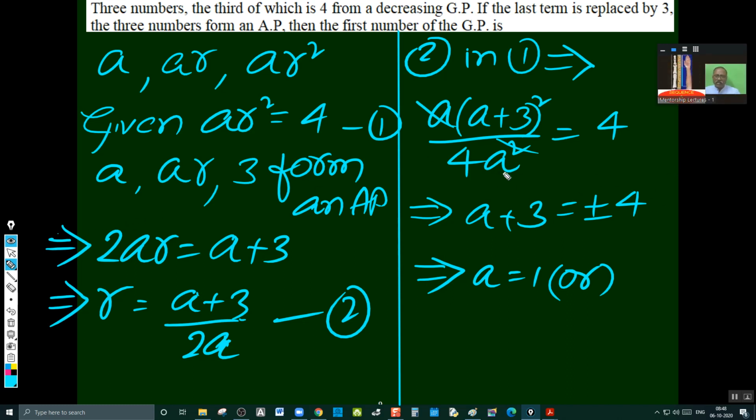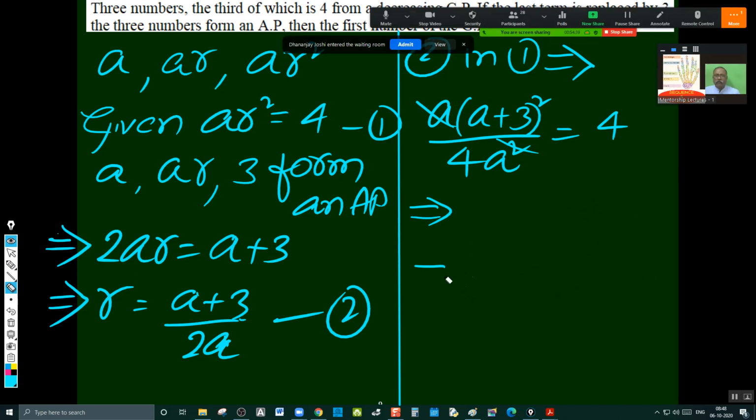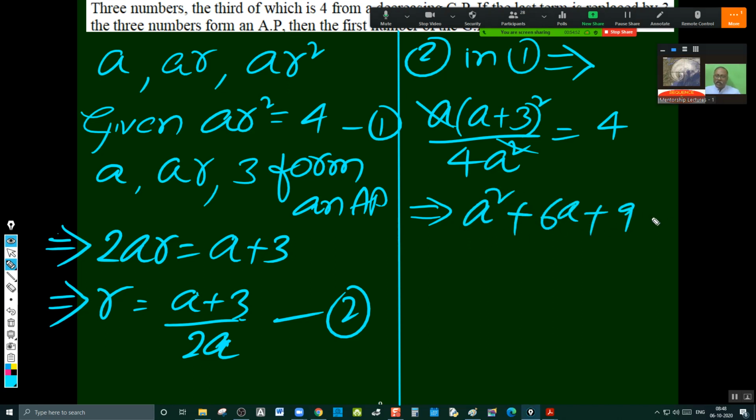I have forgotten this A here. A plus, that means we have to solve it. Just a moment, please. I've forgotten A there. Let me write that. A square plus 6A plus 9 is equal to 16A.